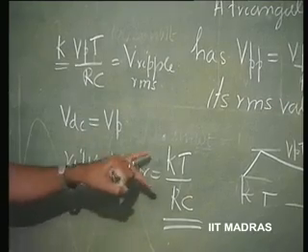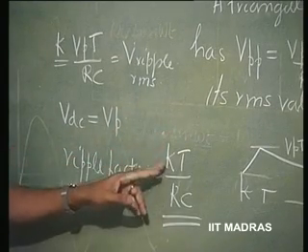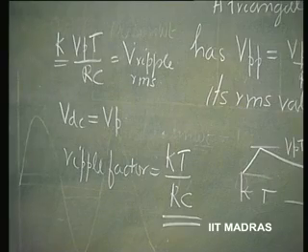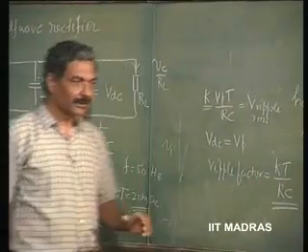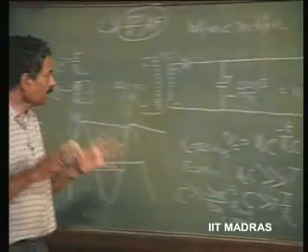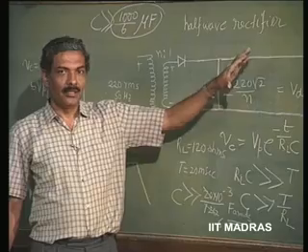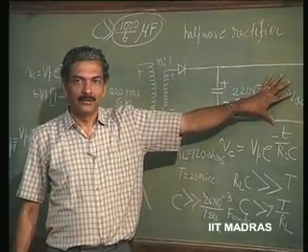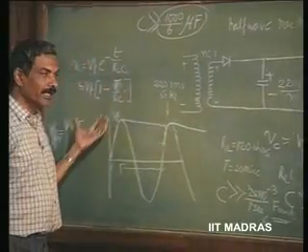The DC value being equal to Vp approximately, the ripple factor is nothing but the RMS value of the ripple divided by the DC value, which comes out as Kt by Rc. So this tells us that T by Rc being extremely small, the ripple is very small in this case. This is basically a very good battery replacement, using a power supply.